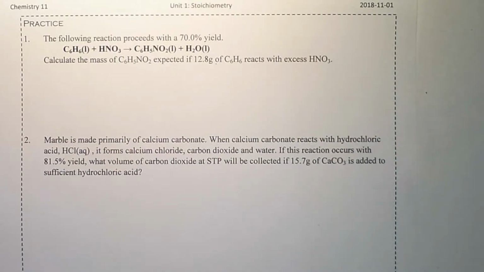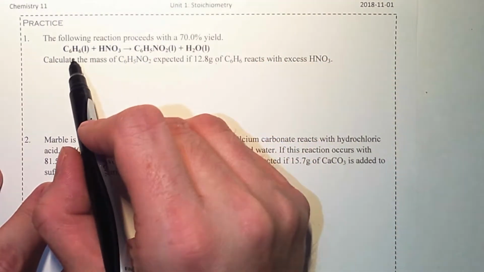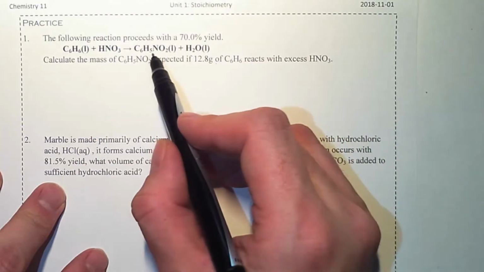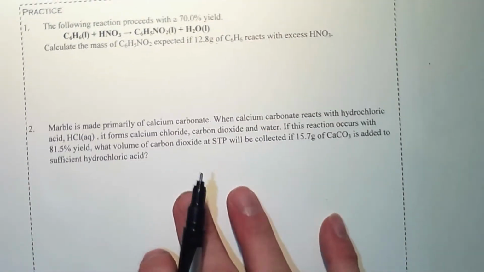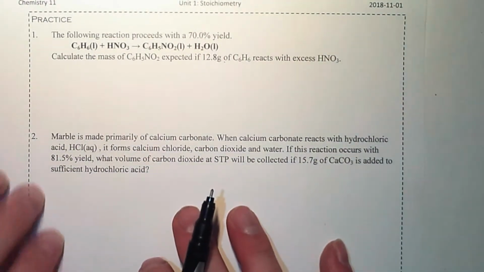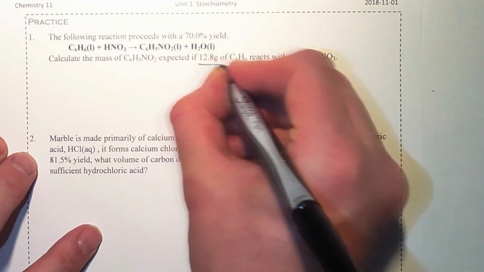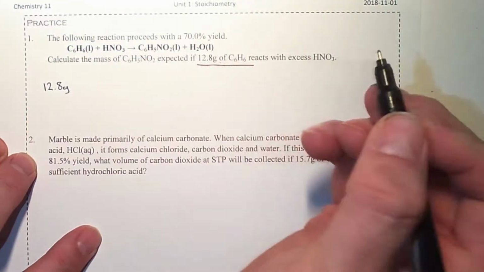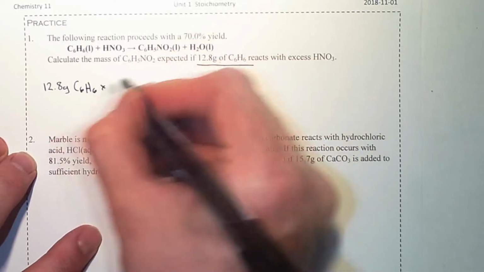So we have a couple of practice questions here. It says the following reaction proceeds with 70% yield. So C6H6 liquid plus HNO3 gives me C6H5NO2 liquid plus water. So the question says calculate the mass expected if this is a 70% yield reaction. So I have that to start with: 12.8 grams of benzene, C6H6.